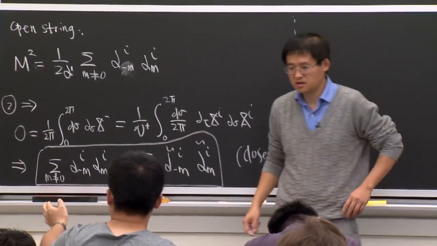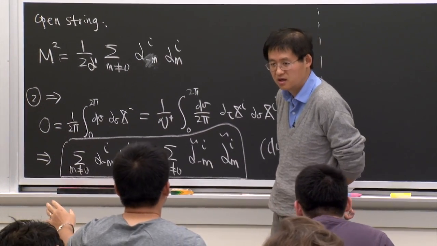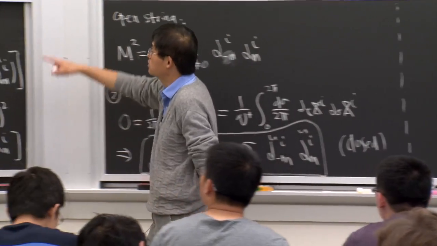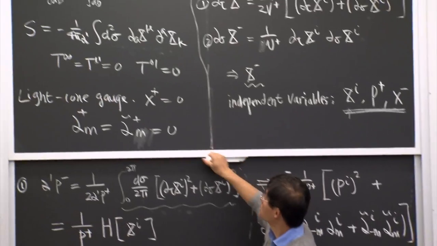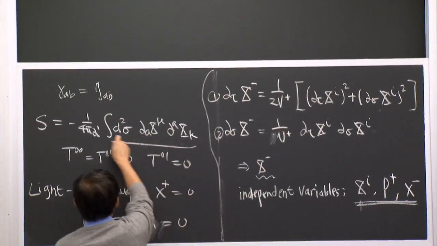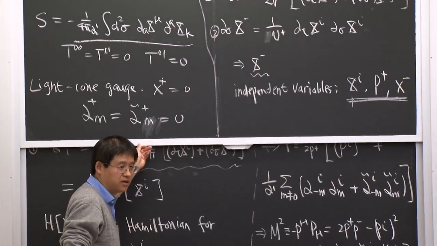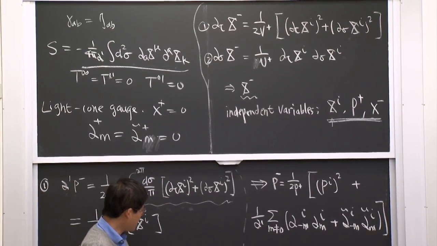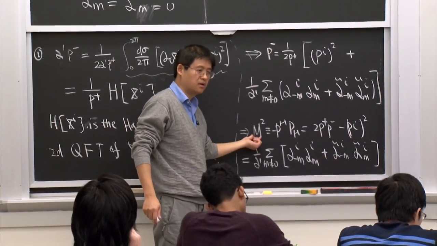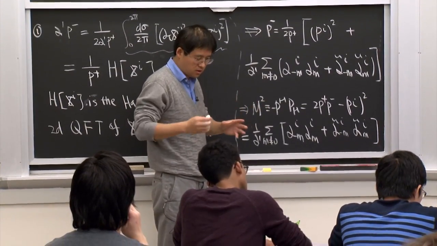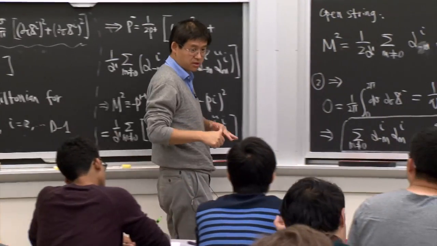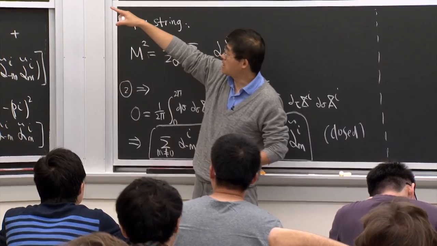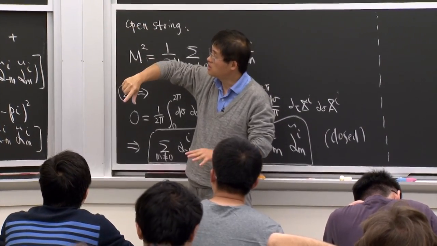When you say free scalar, are all these modes massive, or can they be massless? No, this is a massless field theory. We are quantizing this theory. Yes, this is a massless scalar field theory in two dimensions. But the mass is... No, this mass is the total mass of the string. When I say massless, this is a massless scalar field theory on the worldsheet.